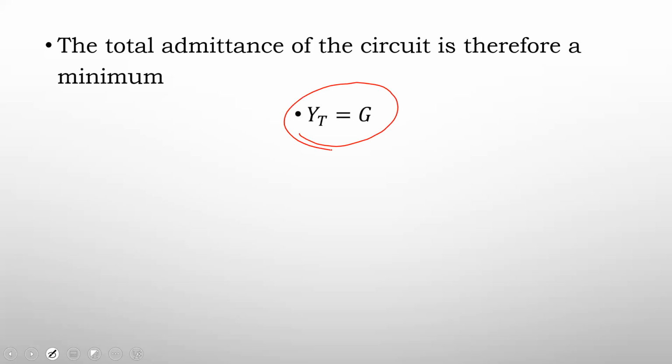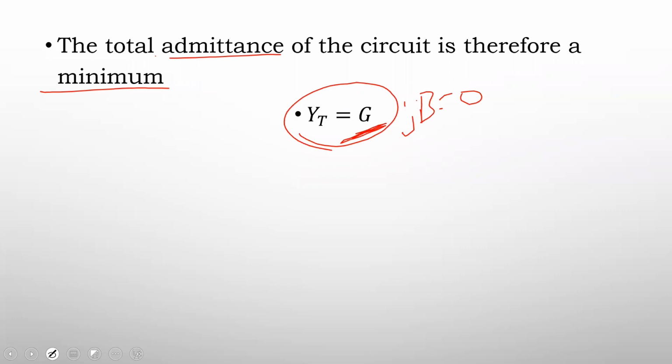And we know that G is equal to 1 over R. So this admittance would be the minimum admittance because the jB part is 0. Right? So the minimum admittance would be equal to G. All right? Now, the minimum admittance would correspond to the maximum impedance.